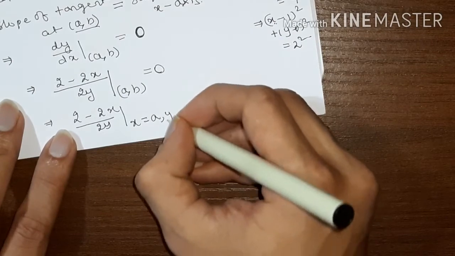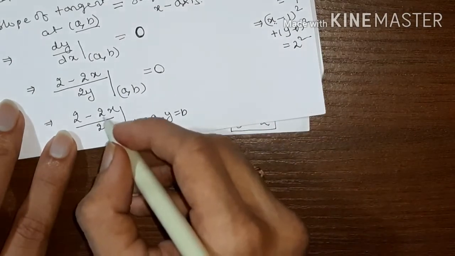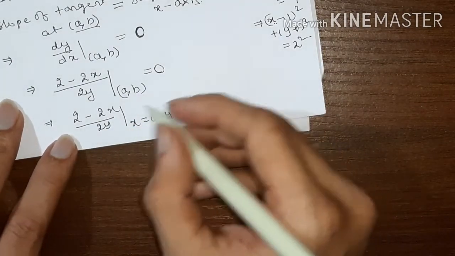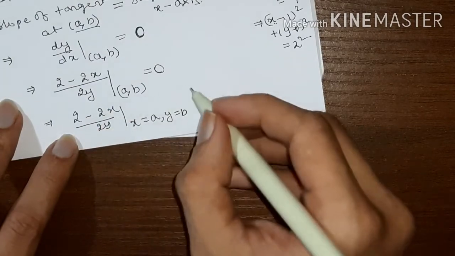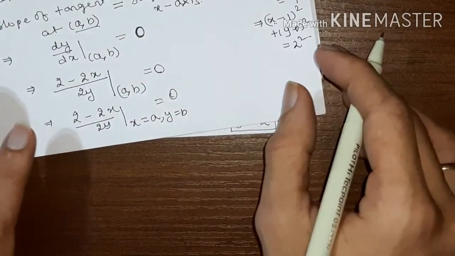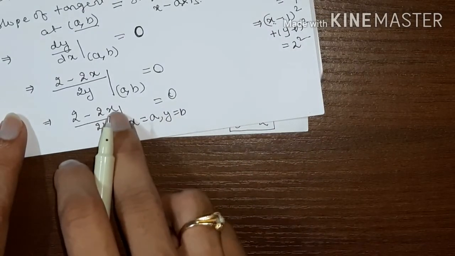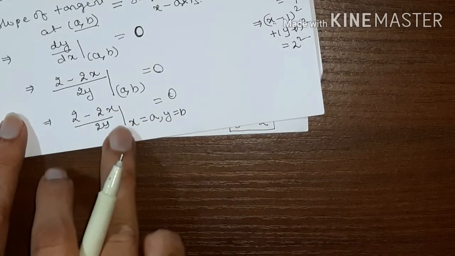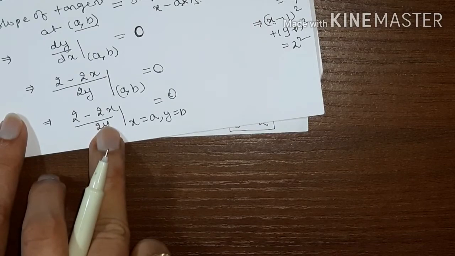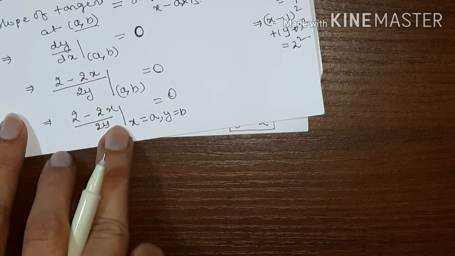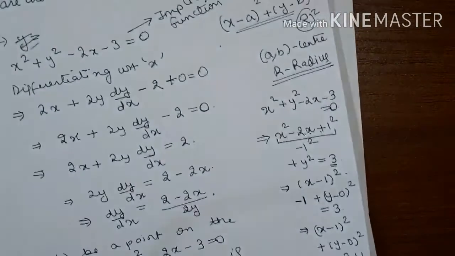Also y equal to b we can say, because we have the y term here, right? X term is also there, also y term, which is equal to 0. So what we have to do? We have to substitute a in place of x and b in place of y. Okay, so what do we get? Let us see.